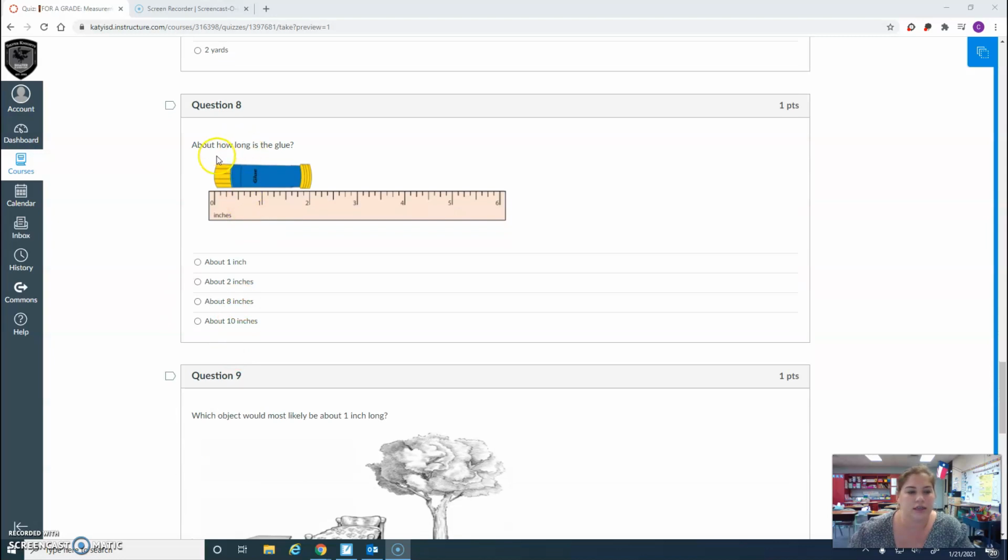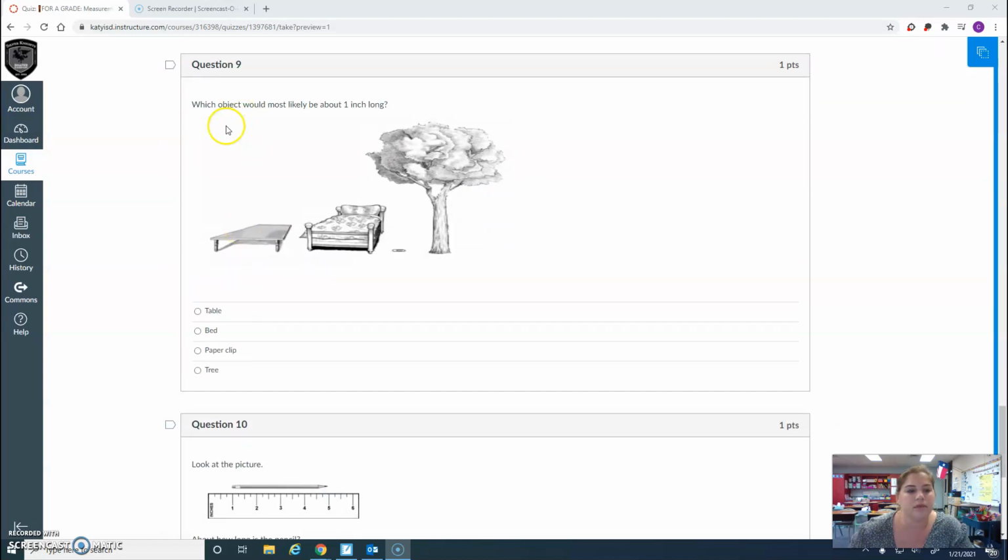Question 8. About how long is the glue? About 1 inch, about 2 inches, about 8 inches, or about 10 inches. Question 9. Which object would most likely be about 1 inch long? A table, a bed, a paperclip, or a tree?